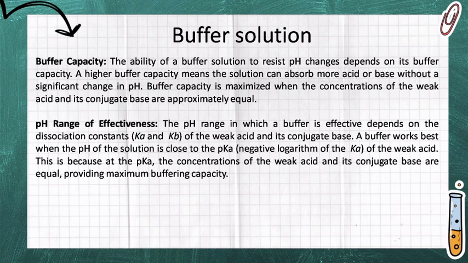The pH range in which a buffer is effective depends on the dissociation constants, Ka and Kb, of the weak acid and its conjugate base. A buffer works best when the pH of the solution is close to the pKa, negative logarithm of the Ka, of the weak acid. This is because at the pKa, the concentrations of the weak acid and its conjugate base are equal, providing maximum buffering capacity.